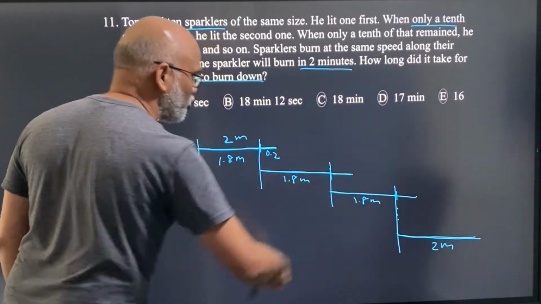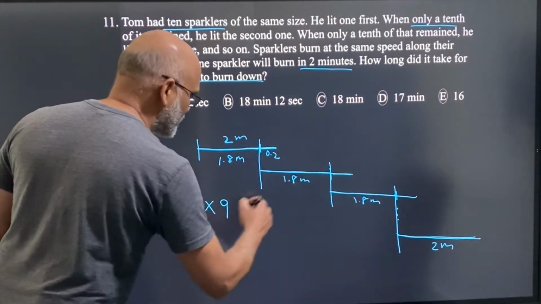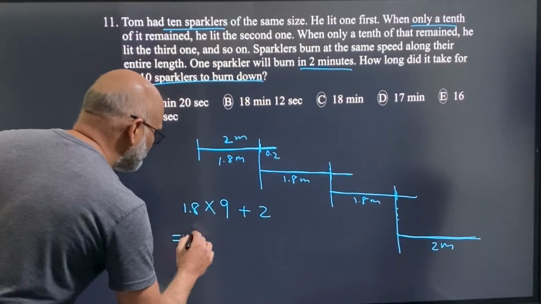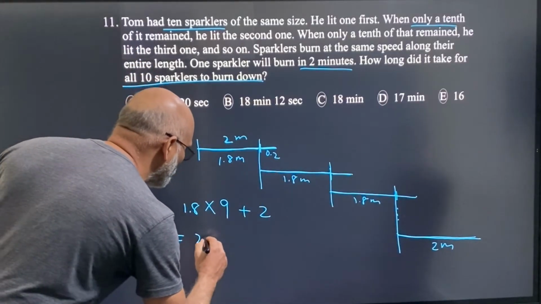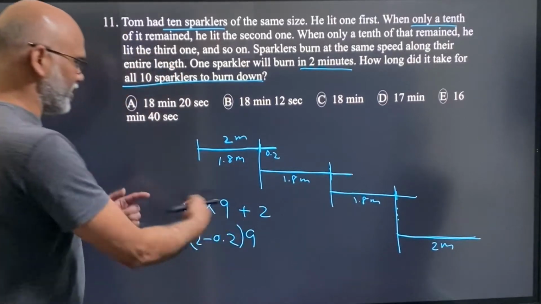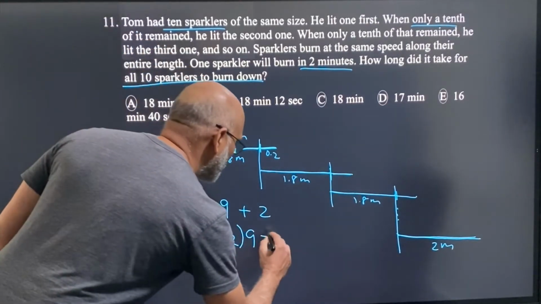The last one burns for 2 minutes. So the whole thing is 9 of this plus the last one is 2 minutes, right? So this is sometimes, if I express 1.8 as 2 minus 0.2, right, times 9, it makes it easier to multiply. Instead of multiplying 18 with 9 plus 2.